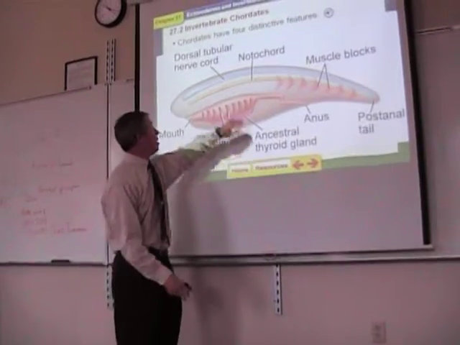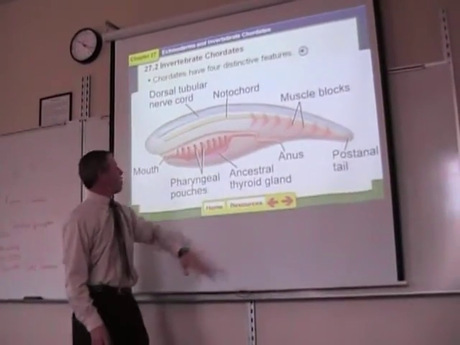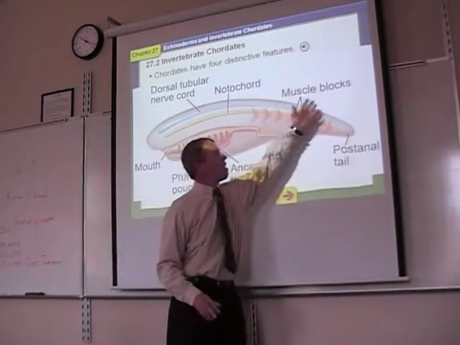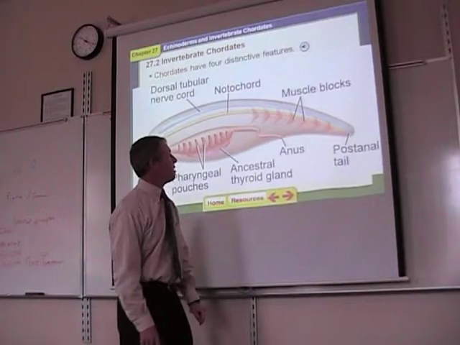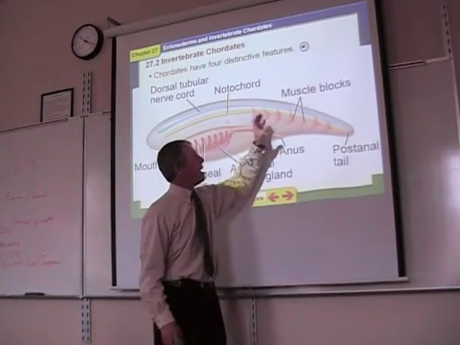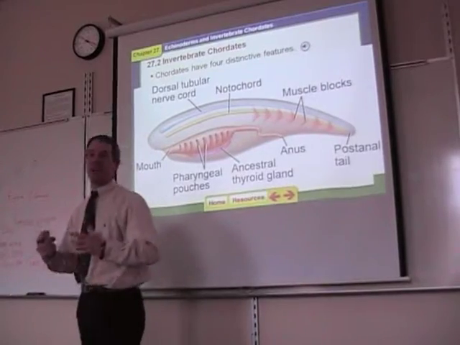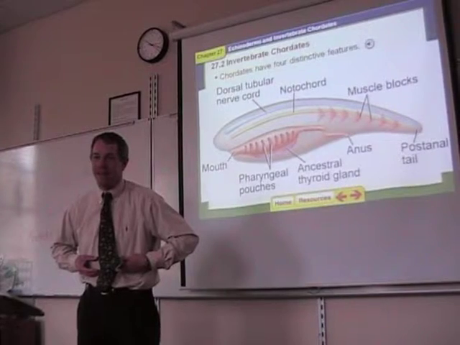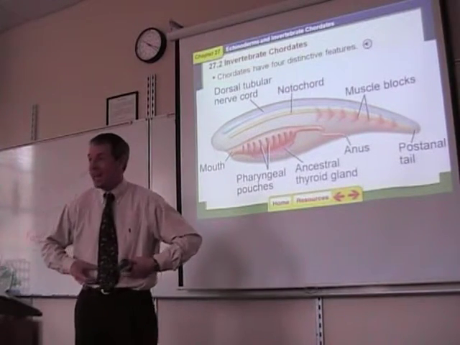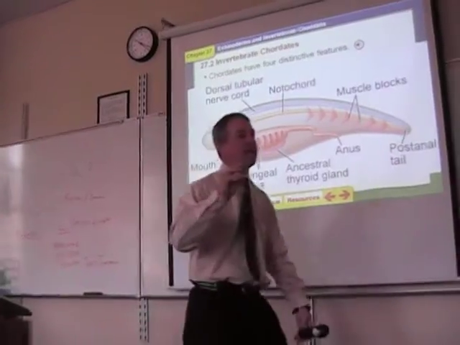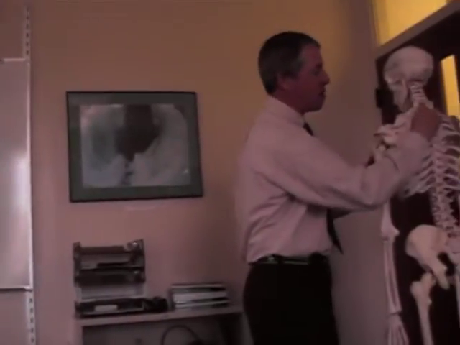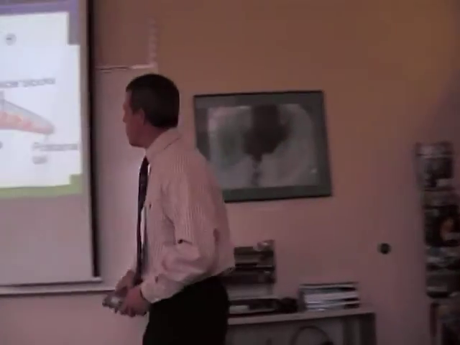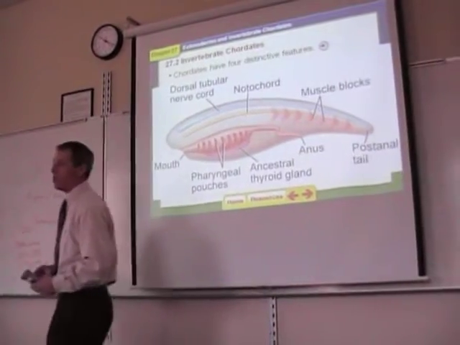Right here. Dorsal nerve cord, notochord, pharyngeal pouch, post-anal tail. You can also throw in muscle blocks as a characteristic if you'd like. You see muscle blocks, repeated blocks of muscle. If I were to take my shirt off, you would see the six-pack abs. Which are muscle blocks. And the muscle blocks run all the way down your body. There's blocks of muscle in between your ribs. Muscle blocks in your back. Muscle blocks in your abs. So these muscle blocks are chordate characteristics.